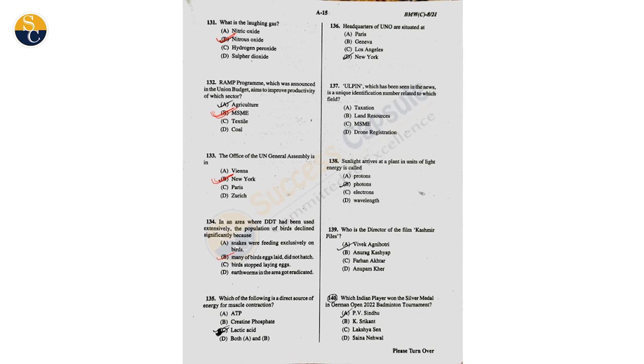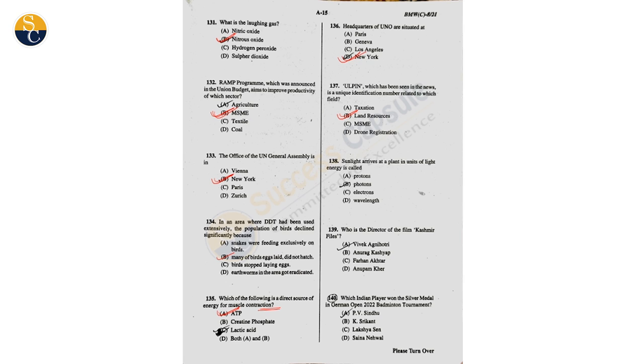Next, which of the following is a direct source of energy for muscle contraction? Answer is A, ATP. Next, the headquarters of UNO are situated in New York. Next, ULPIN is a unique identification number for? This is the Unique Land Parcel Identification Number, described as Aadhaar for land. So, the answer will be B, land resources.